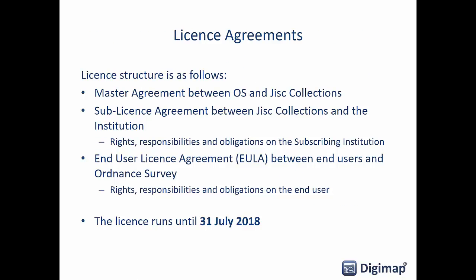So the license agreements are structured as follows. At the moment, there is a master agreement between Ordnance Survey and GIST Collections. There is then a sub-license agreement that runs between GIST Collections and any subscribing institution. That sub-license passes on any rights, responsibilities and obligations that GIST need to pass on to the subscribing institution. There is then an end user license which runs between the end user, your student, your member of staff, whoever, and Ordnance Survey directly. That also puts rights, responsibilities and obligations onto the end user. All the licenses at the moment run until the 31st of July 2018. That of course ties in with your subscription year.